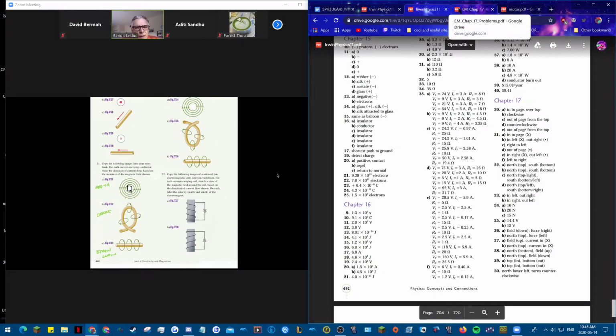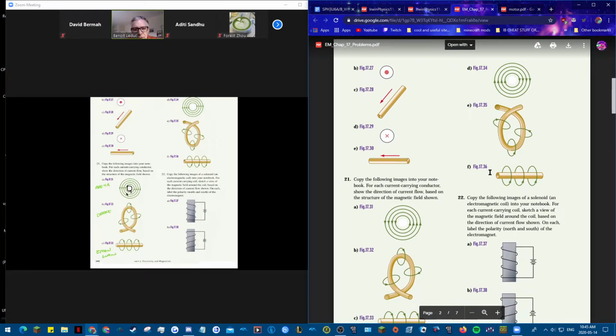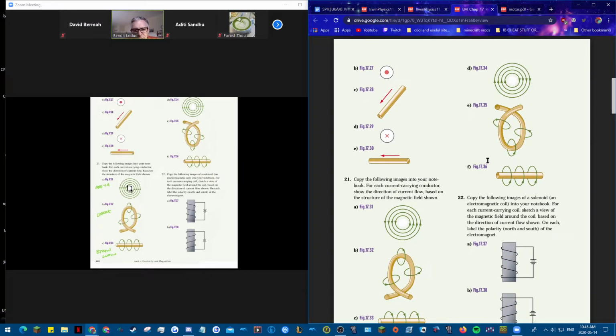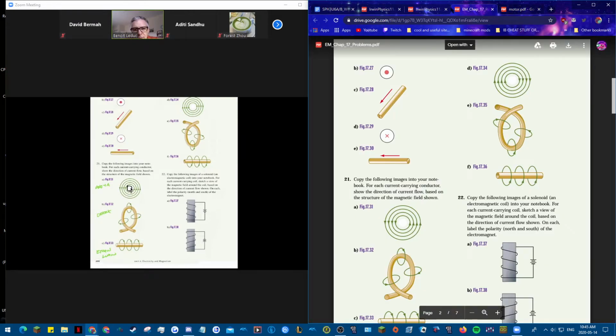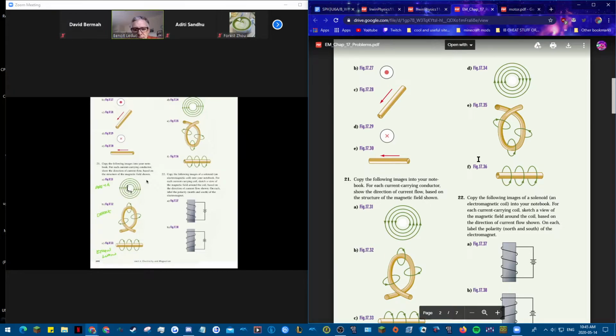Aditya, here it's not a circle, right? You need to tell me this is a magnetic field, right? So they ask you in which direction the current goes through this. Is it going out of the page or is it going into the page, Aditya?